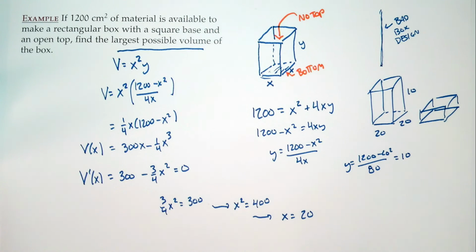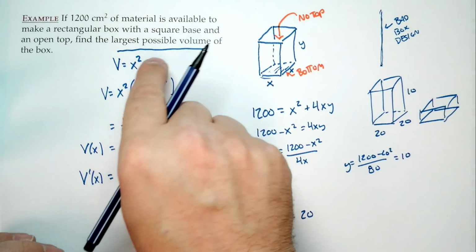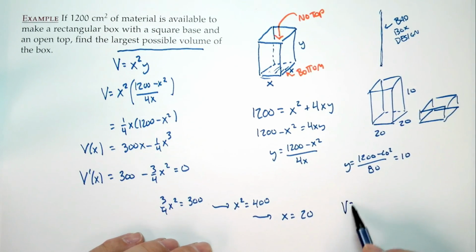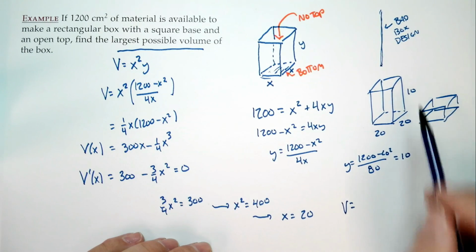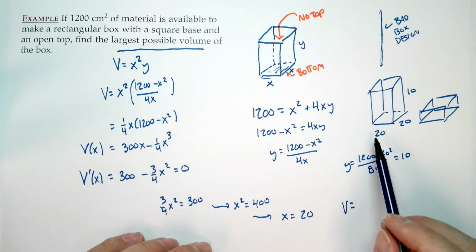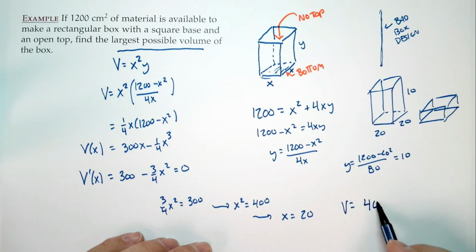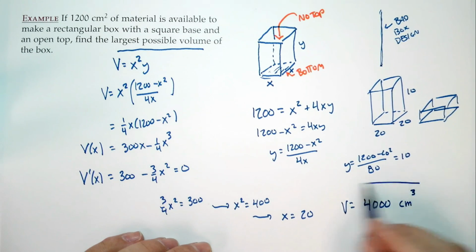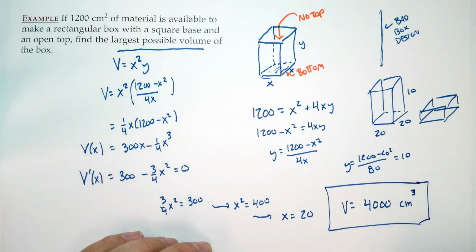Now, that's not the answer. What is the answer? Remember, the answer is a volume. But now we know. So the largest possible volume is going to be 20 by 20 by 10. Well, that's really 4 with 3 zeros after it. So 4,000. And having units is a good habit. We started with centimeters. We'll end with centimeters, but it's cubic centimeters. 4,000 cubic centimeters. Nice.